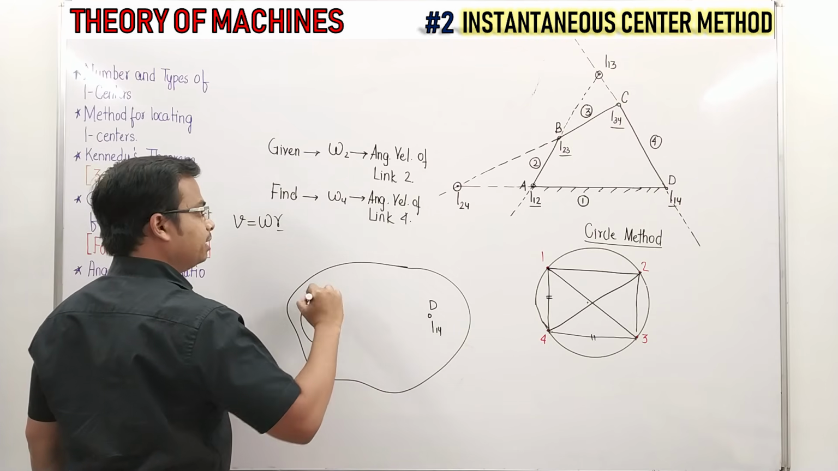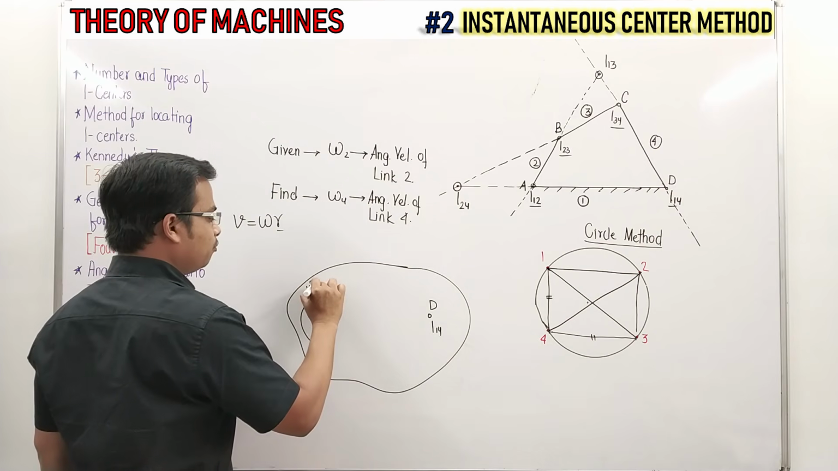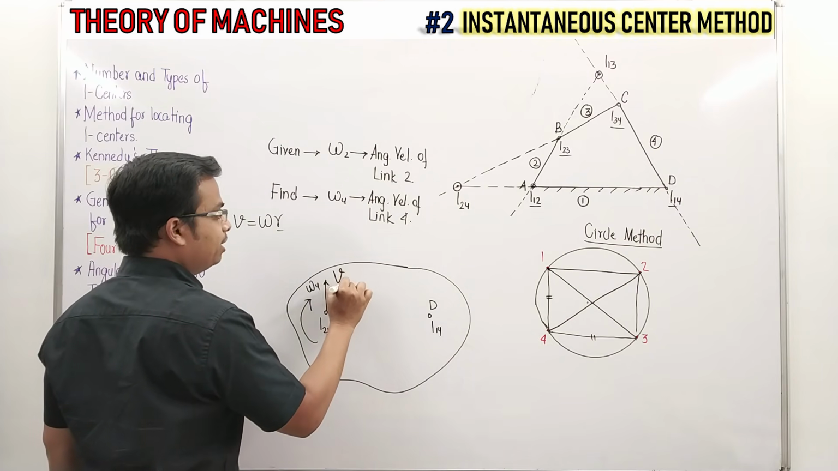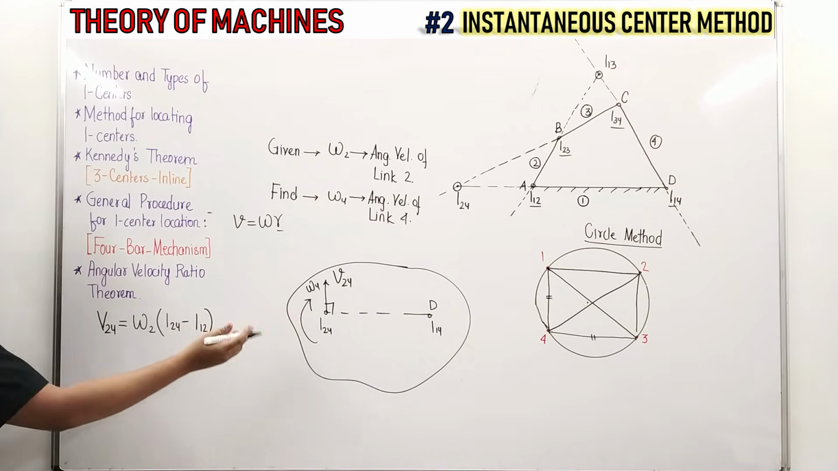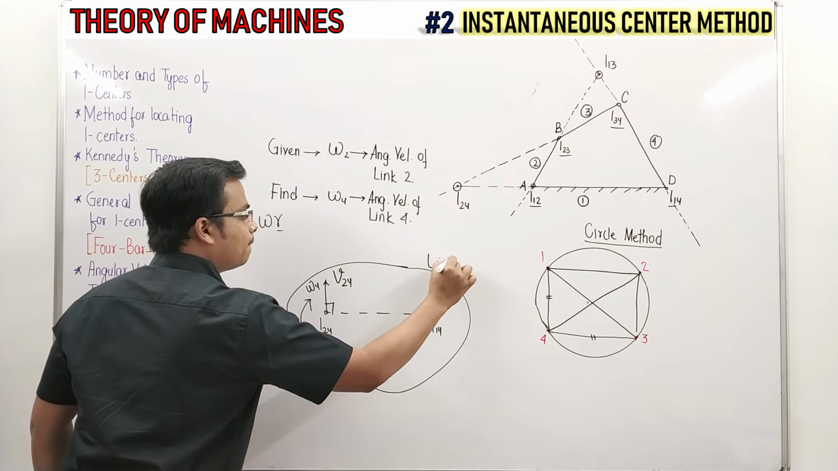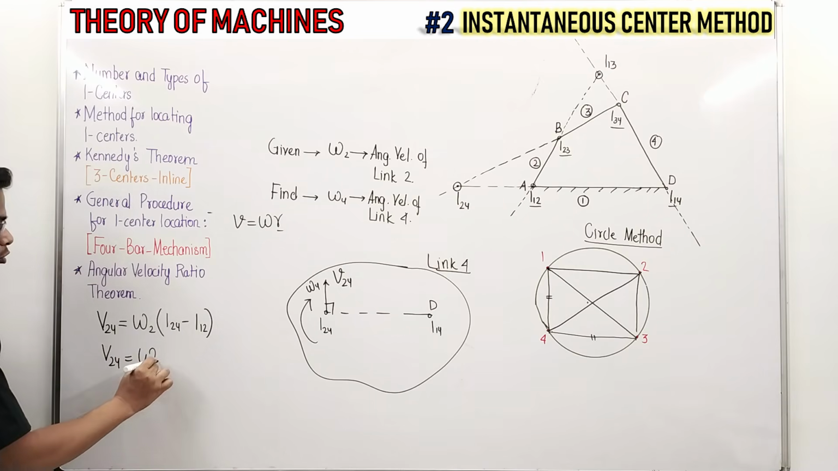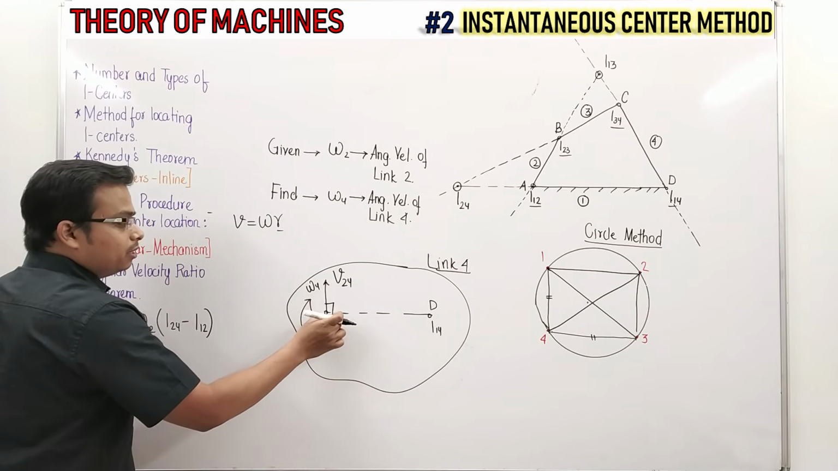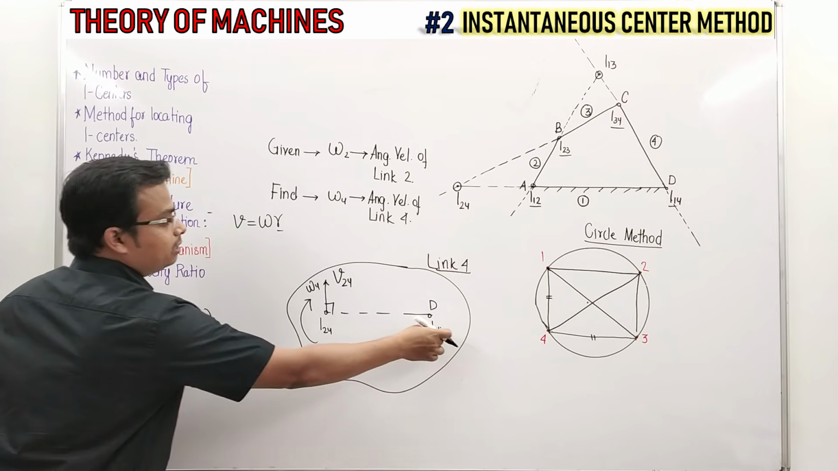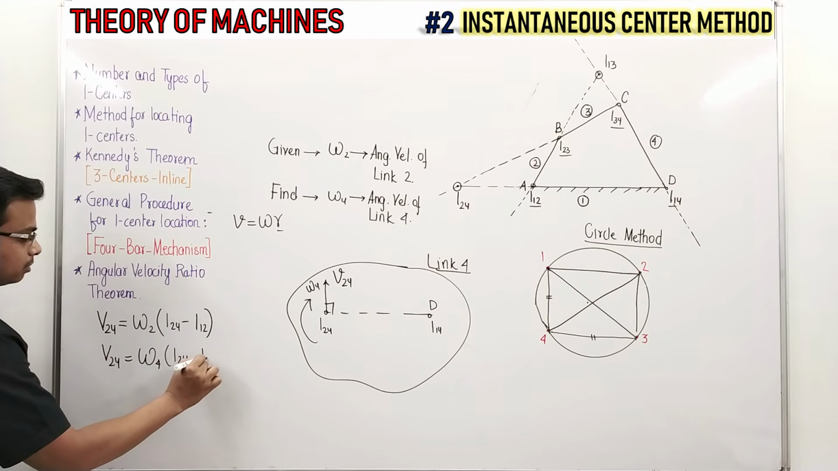Now this link is rotating with angular velocity omega 4, since this is link 4, and the linear velocity is going to be v24. Again this is fairly easy. v24 can be worked out by considering link 4. The same velocity can be calculated using link 4. So v24 is equal to omega 4 into r, where r is the distance between the point where you are calculating the velocity and the center of rotation: I24 minus I14.